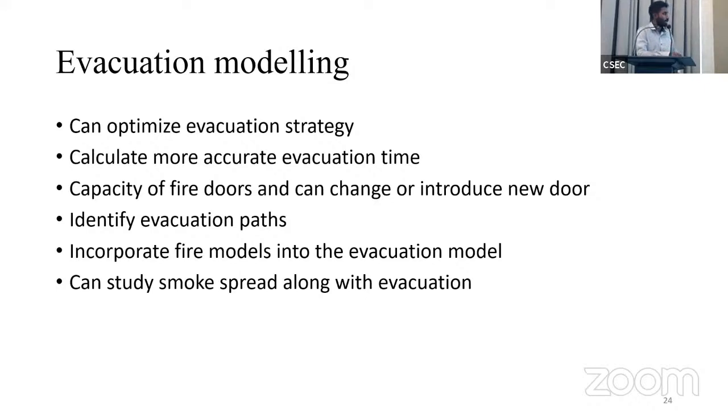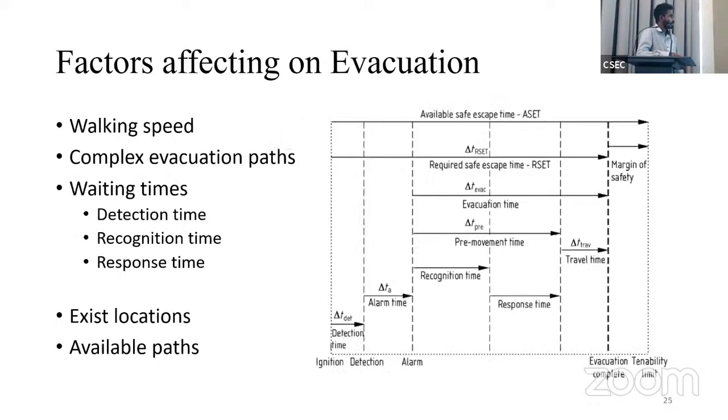So this kind of modeling can be used to optimize evacuation strategy and calculate more accurate evacuation times. Then we can evaluate the capacity of doors. Based on that, we can change the doors or increase the sizes. Then we can identify possible evacuation paths. Then we can incorporate the fire model into the evacuation model, and study smoke propagation with the evacuation. So we can study both, and they will provide these advantages.